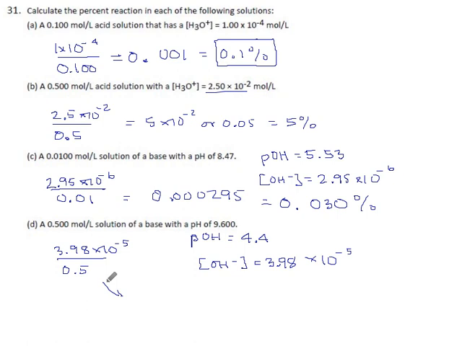So 3.98 times 10 to the minus 5 divided by 0.5. So our ionization fraction is 0.0000796, or multiply it by 100 to get a percentage, and you get a tiny, tiny bit of 1%.